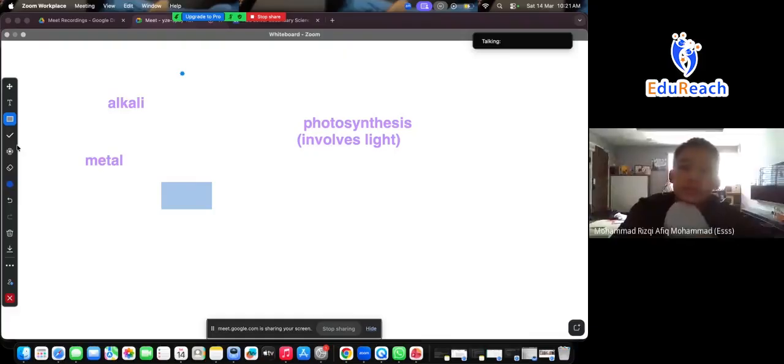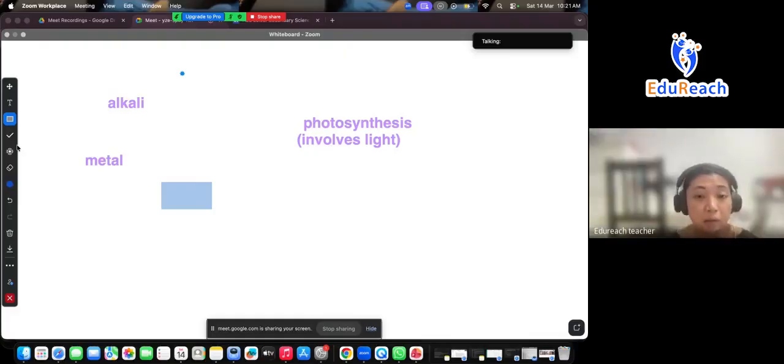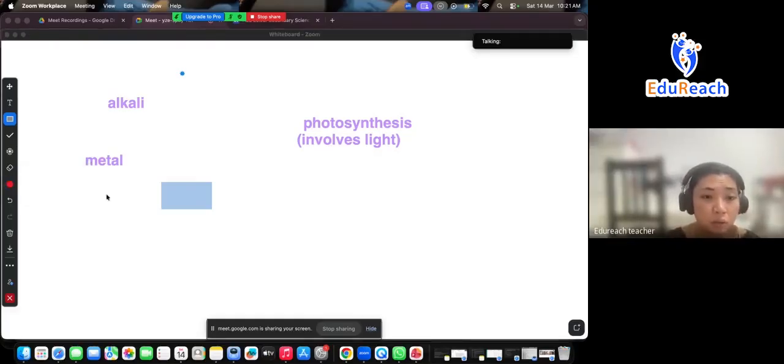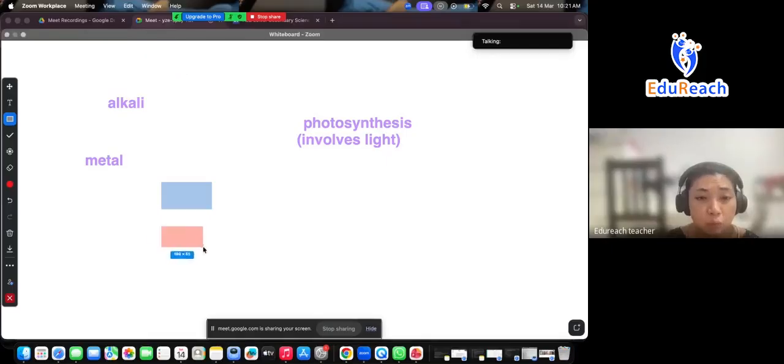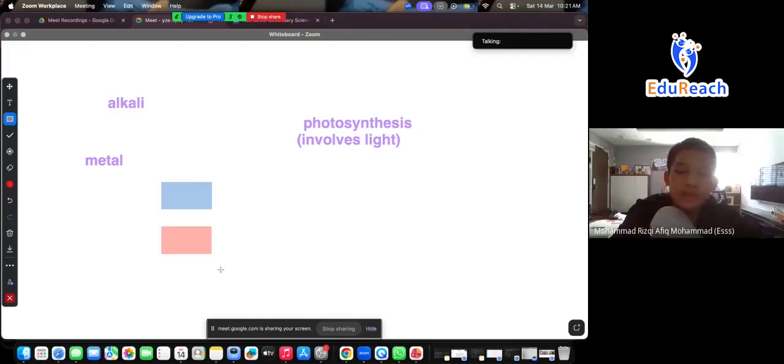Red. And then red litmus paper, when it comes into contact with alkali, what color will it change to? Blue. Then tell me, if blue litmus paper remains blue, two possibilities. What are the two possibilities? There's a pH level of 7 or neutral, or it's alkaline.